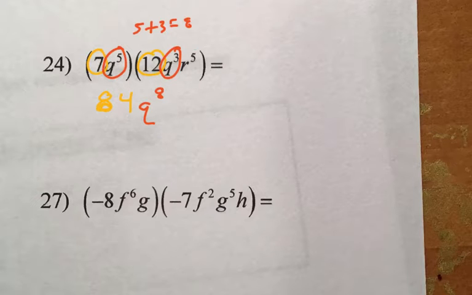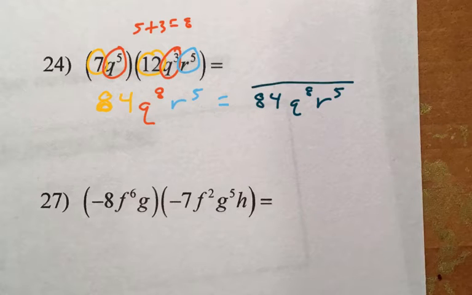And if you notice, the only thing left is the R5, and there's no other R. So our final result is just going to be 84 Q to the 8 R to the 5. So regular numbers you multiply, exponents when multiplying you actually add them. All right, number 27, picking up the pace a little bit.